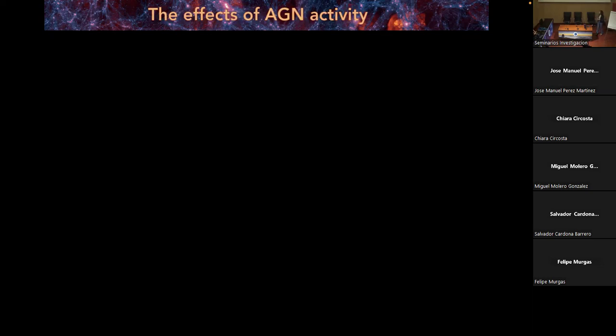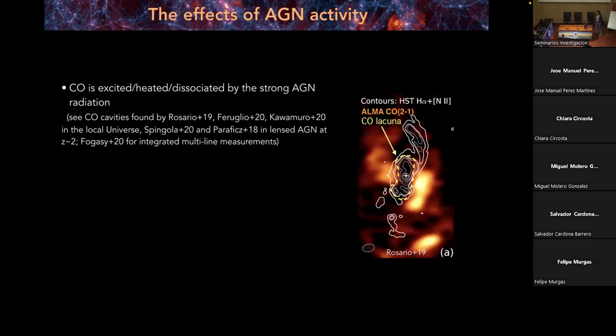But overall, we ascribe these effects to the activity of the AGN. For example, the CO emission could be heated, dissociated, excited by the strong AGN radiation field. Here I show you an interesting example in the local universe of a Seyfert galaxy published by Rosario and collaborators, where they could observe the CO emission in yellow and orange. What they found is that there is a lacuna, a depletion of CO emission around the central engine, on the scale of 100 parsecs. However, this CO lacuna is filled with warm molecular and ionized gas.